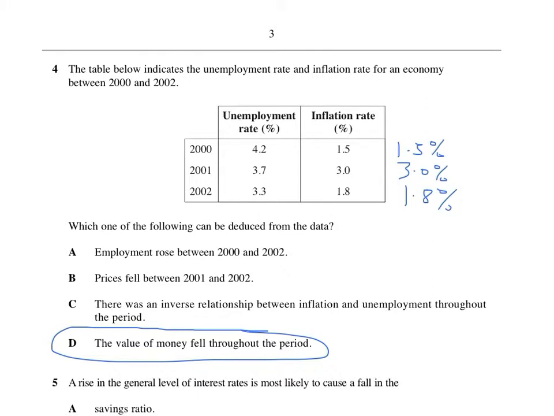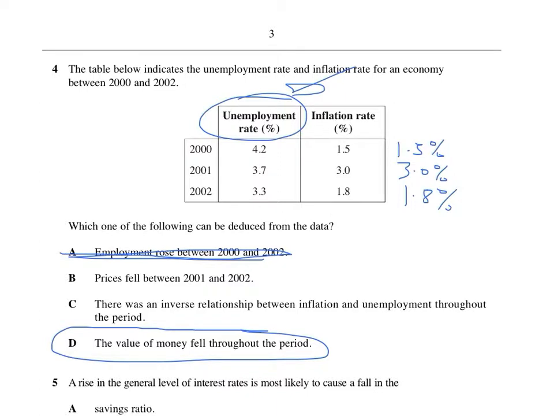But let's say why the other ones are wrong. Okay, employment rose between 2000 and 2002. Now this is talking about the unemployment rate, so we can't say what's going on with employment. It's not that if more people are unemployed, that means fewer people must be employed, because you don't know that. It could be that some people aren't participating in the economy. So don't ever go for that one. If it's talking about unemployment, you can't start talking about what it will mean for employment.